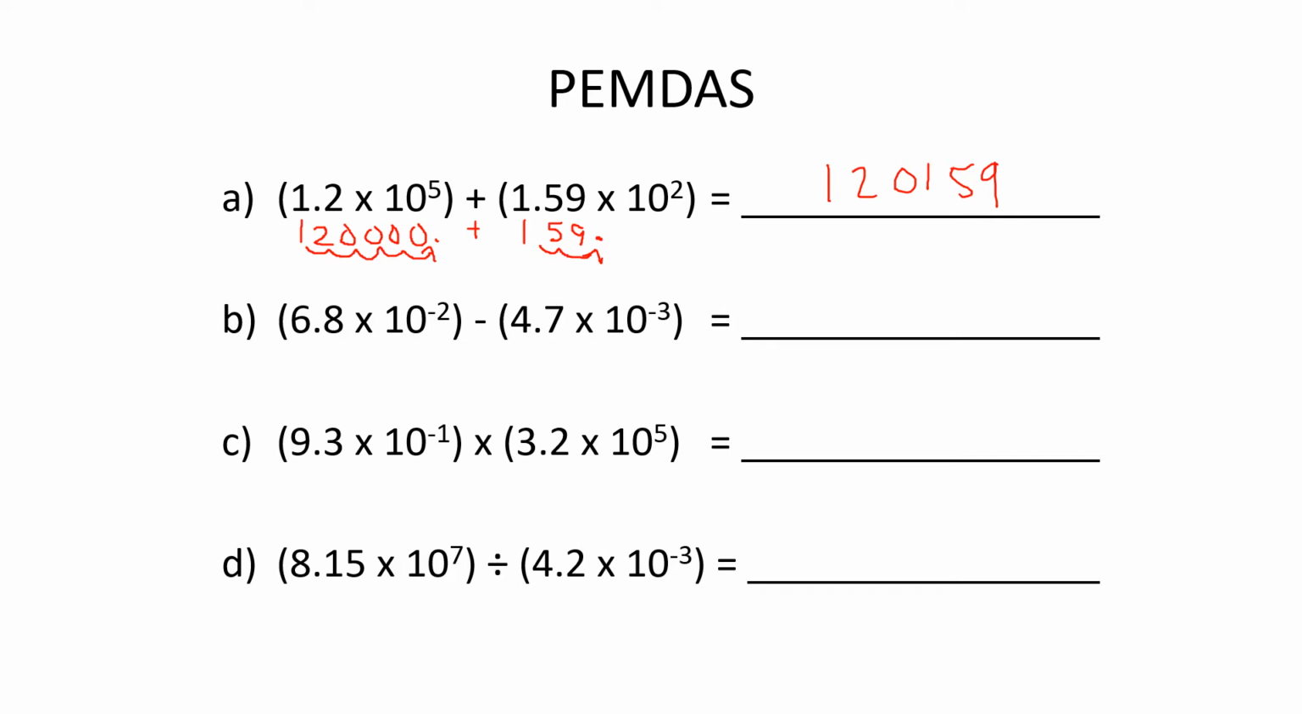All right, B. 6.8 times 10 to the negative 2. This time the decimal point's going to go the other way. So it's going to make the number a little bit smaller. 1, 2 places. And then you're going to subtract it from 0.0047. Very good. 1, 2, 3 decimal point. So you just learned scientific notation. Here we're just going a little bit backwards. Line up the decimal point and subtract.